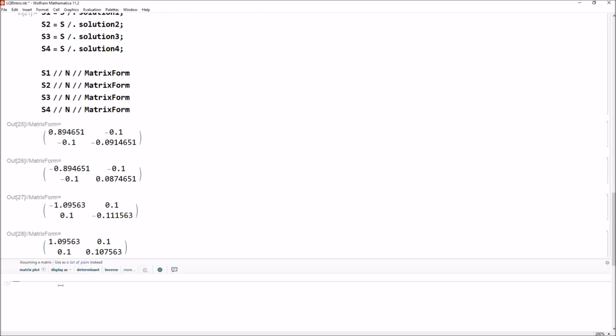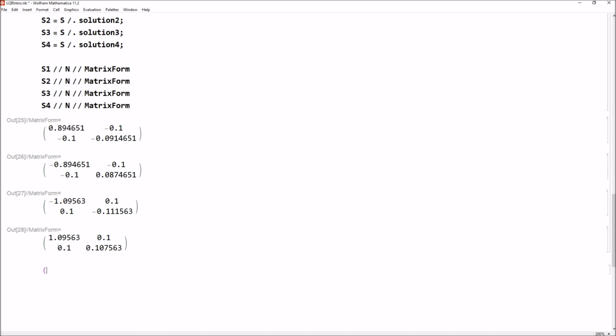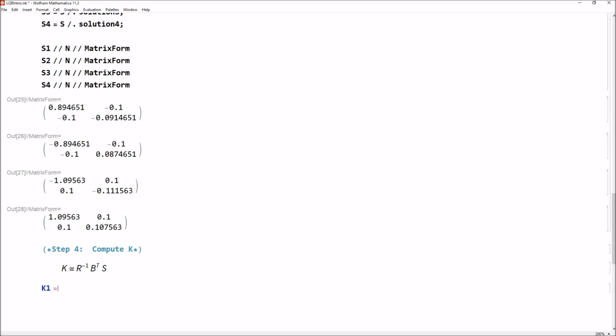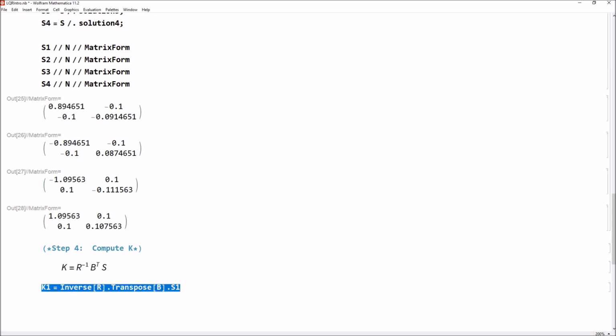So we need to now identify which one of these are the correct ones. So let's move on to step 4, which was compute K. If you remember, we said that K is going to be what? It's R inverse B transpose times S. So we end up with 4 solutions here. So K1 is inverse of R times transpose B times S1. That's the first possible solution. And let's get all 4 of these.